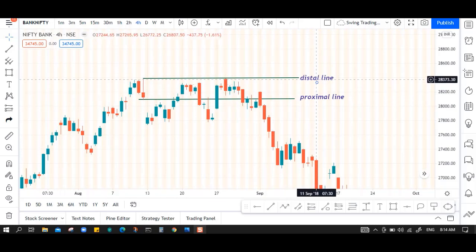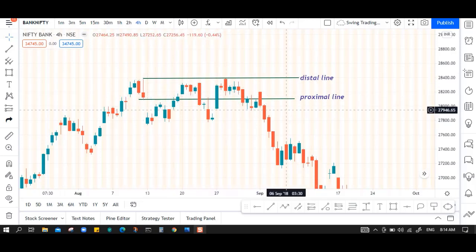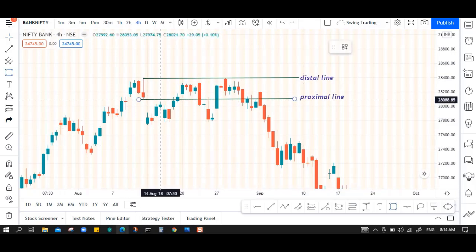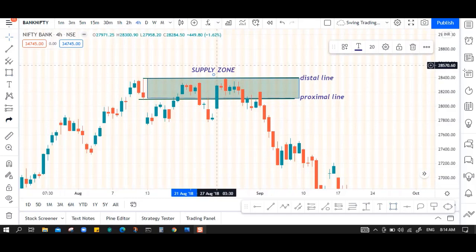By drawing the distal line and proximal line at the upper wick and lower wick of this bearish pin bar candle, we will get the supply zone. This is our supply zone.